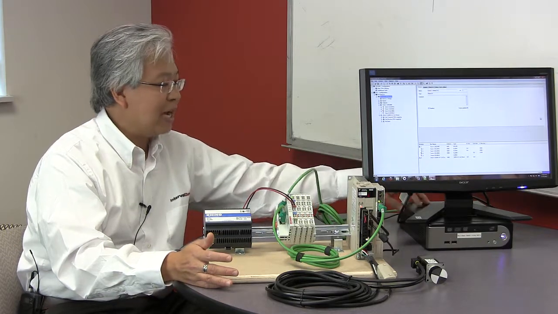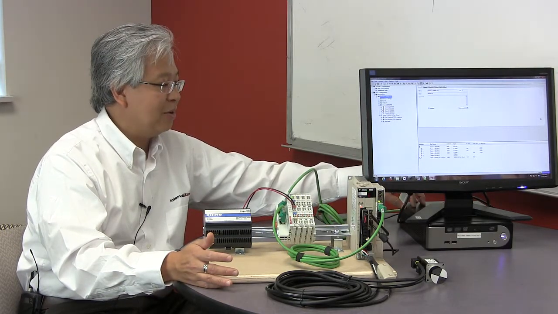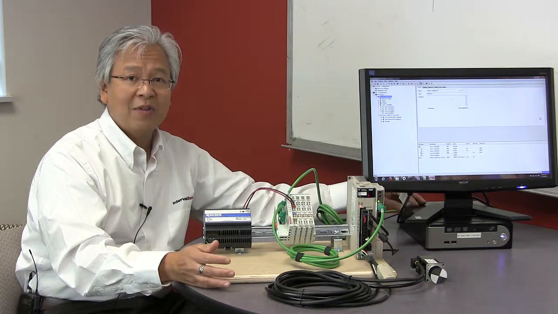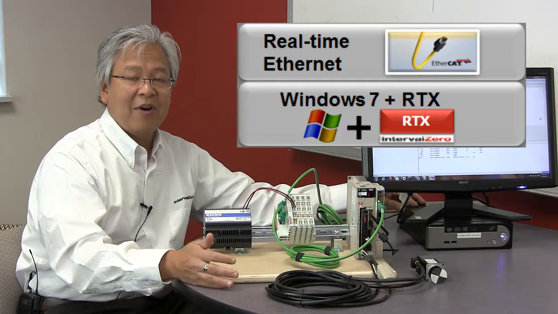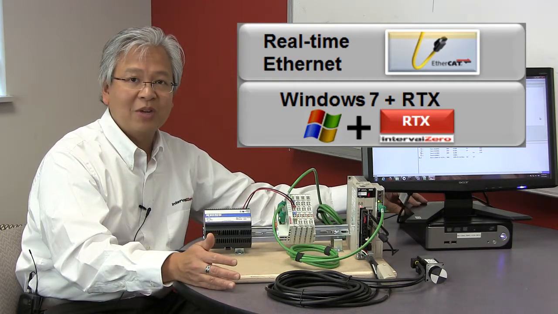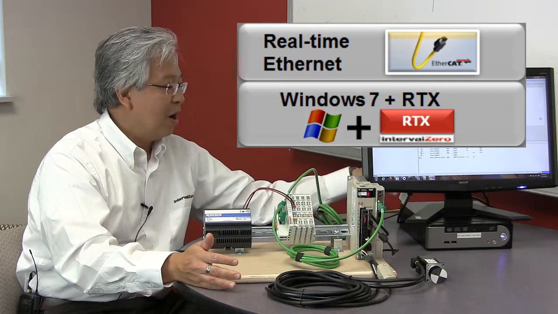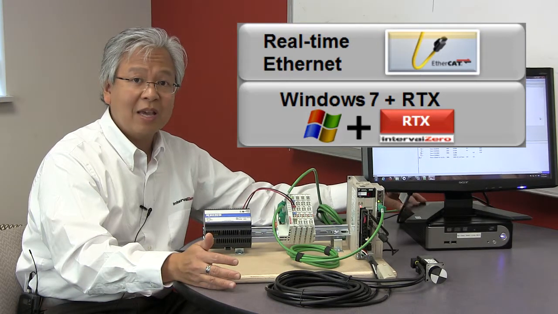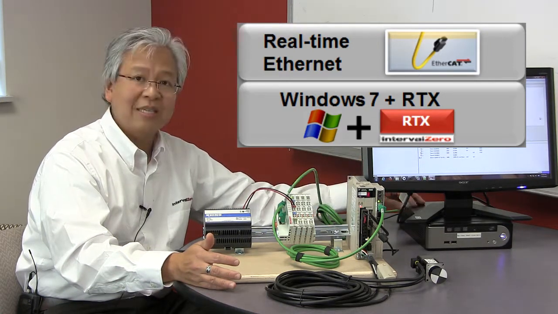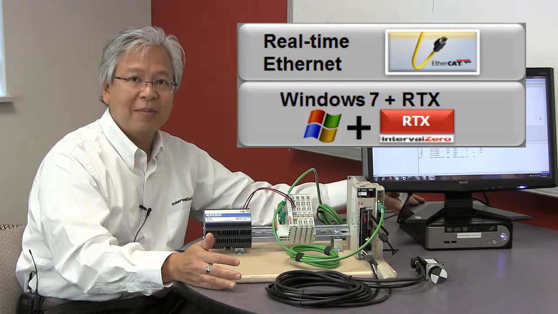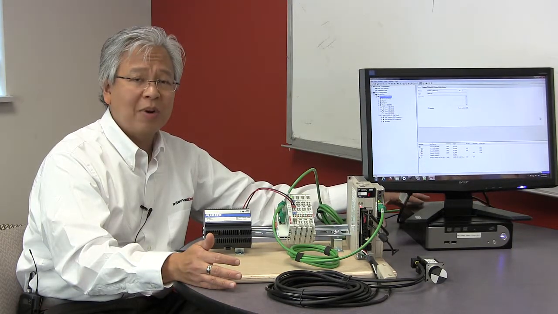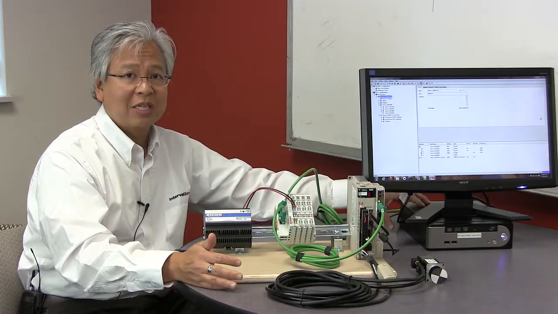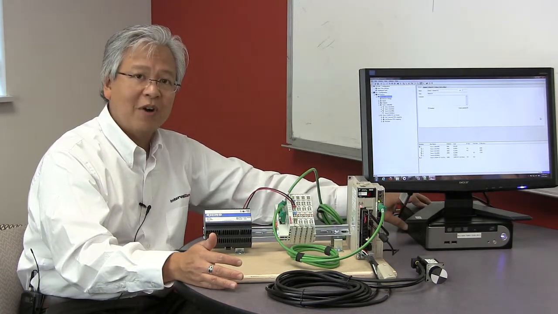Inside of this PC, we have several things loaded. First of all, we have Microsoft Windows 7. On top of that, we have RTX, and RTX transforms Windows into a real-time operating system. On top of that as well, we have the EtherCAT software. There's the actual SDK, and there's something called the EtherCAT configurator, which we'll talk about a little later. So all of that is what's loaded on the PC. Again, there's no proprietary hardware inside of here. It's all standard commercial off-the-shelf hardware.